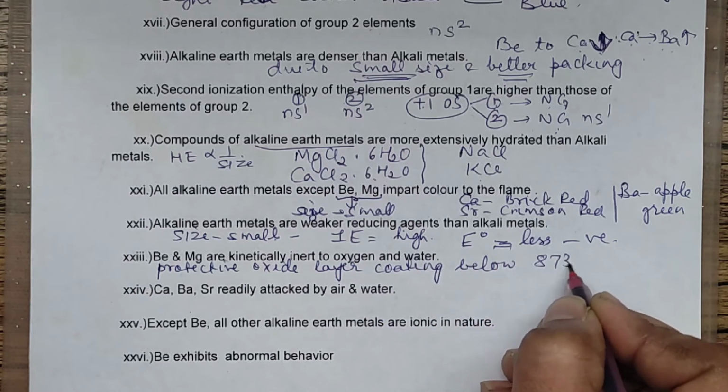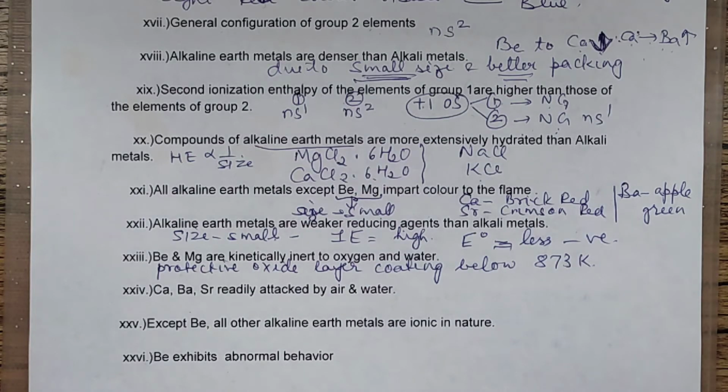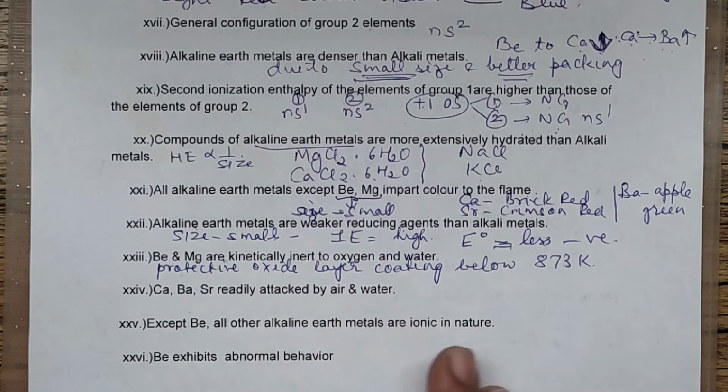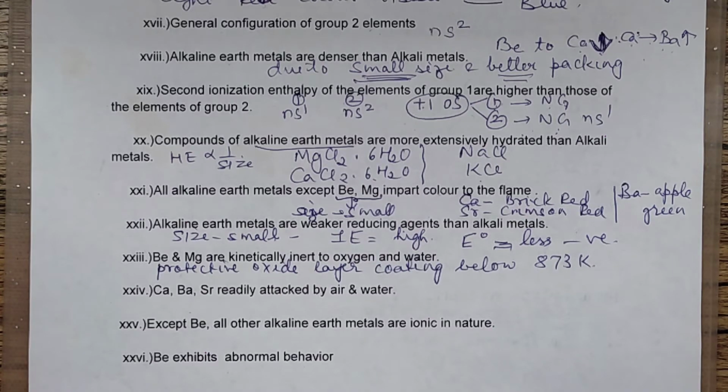873 Kelvin. That means if you heat it, it might react, but below 873 Kelvin, they both form a protective oxide layer coating, which further prevents their reaction with the oxygen and water. Though if you are heating them, then they will react and form oxide and nitride like the other alkaline earth metals do, right? Then calcium, barium, strontium, they get attacked by air and water.